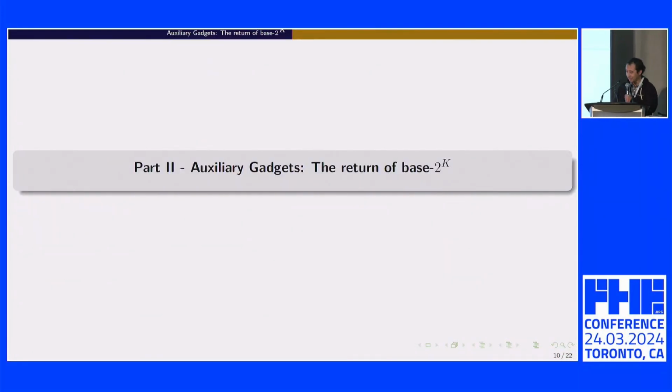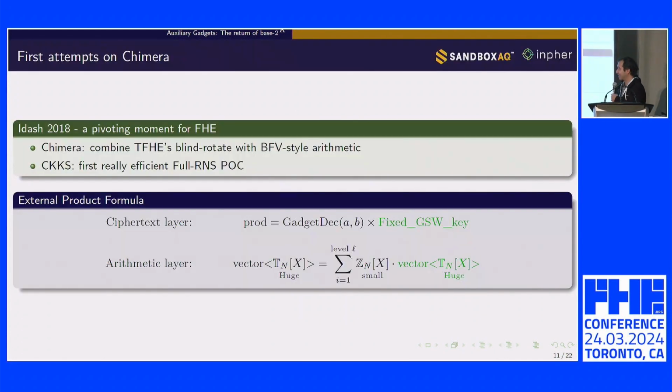Now, let's go to the second part of the talk. So the auxiliary gadget and the return of base 2K decomposition. And let's start with an idea that completely failed in 2018. Well, it started with a failure, but now it's fixed.